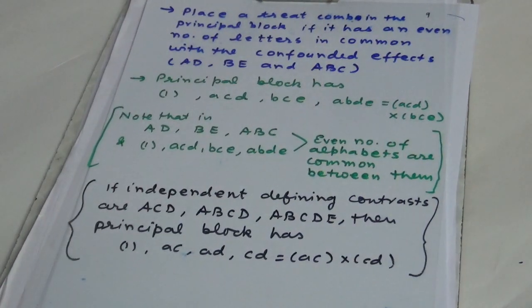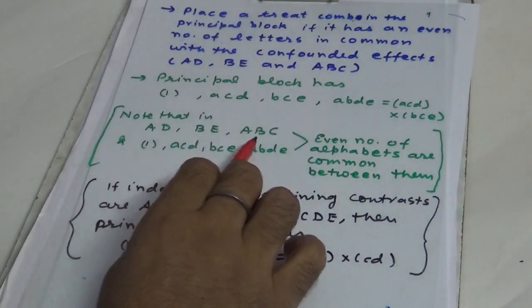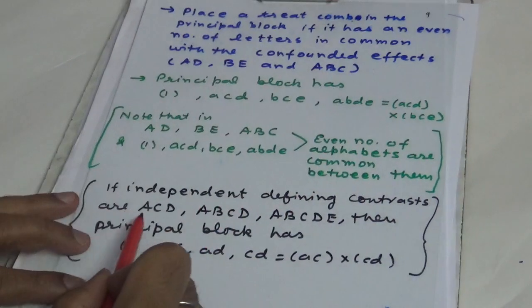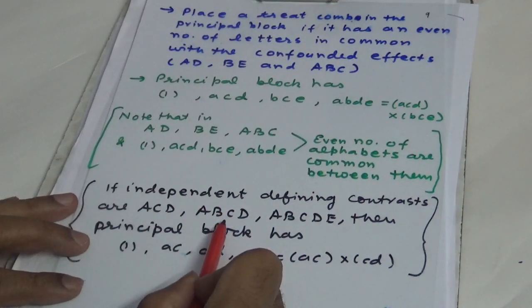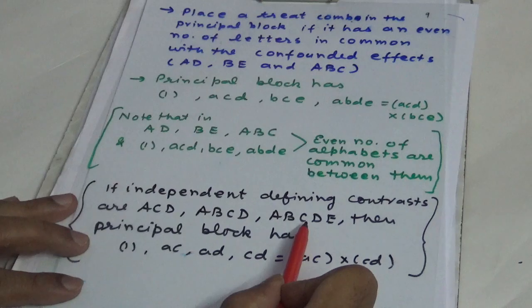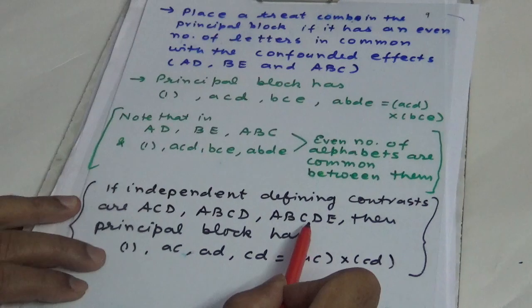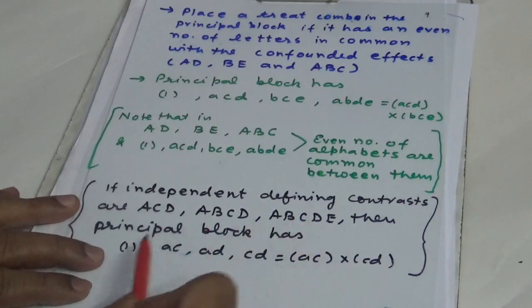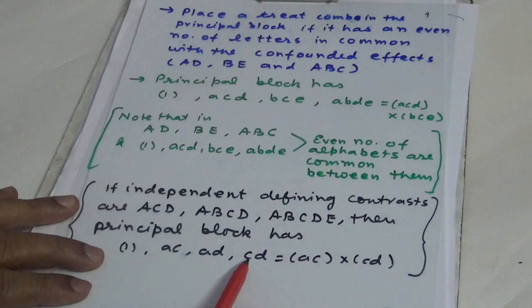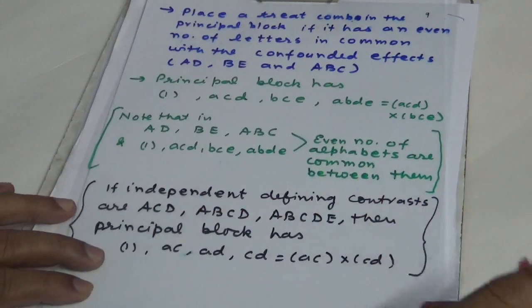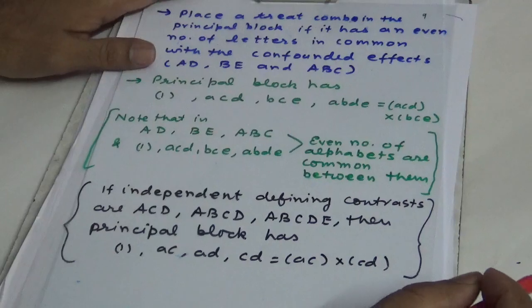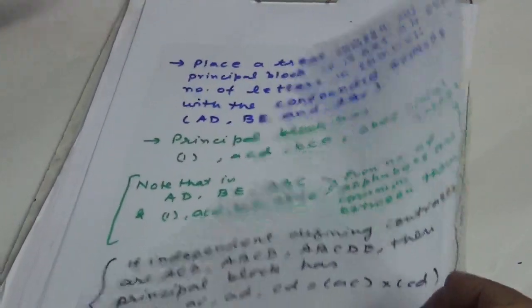Now similarly, I will give you an exercise: instead of choosing AD, BE and ABC, in case you choose ACD, ABCD and ABCDE, then you will obtain a different principal block, and that principal block will contain 1, AC, AD and CD. So I'm just giving you this as an exercise. Please try to obtain the principal block using these 3 effects and try to verify it.